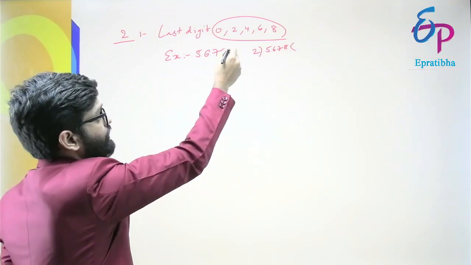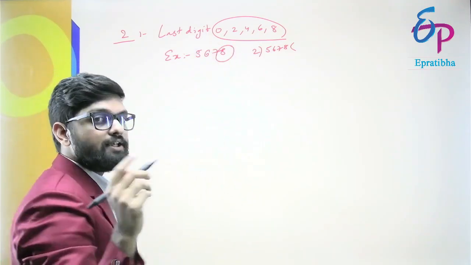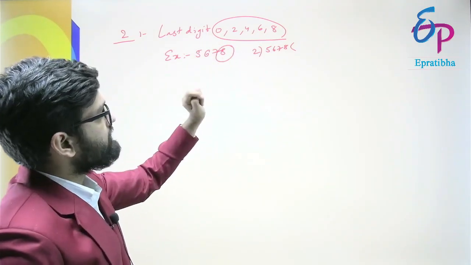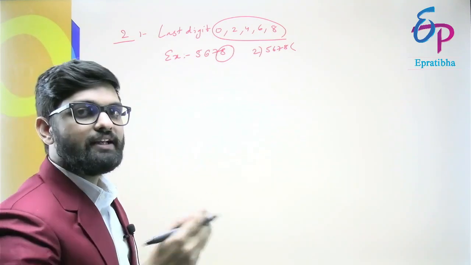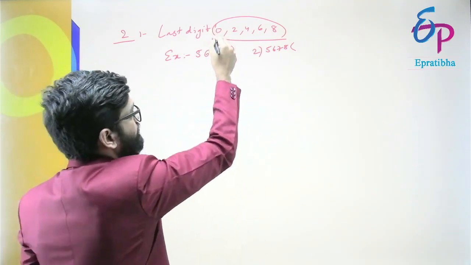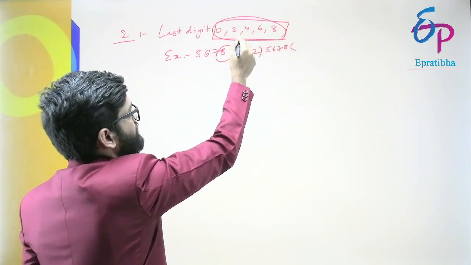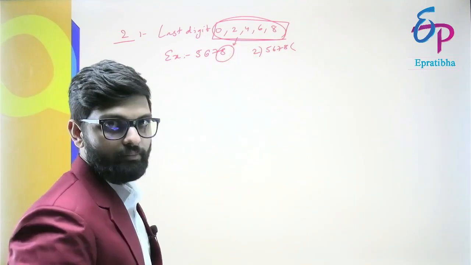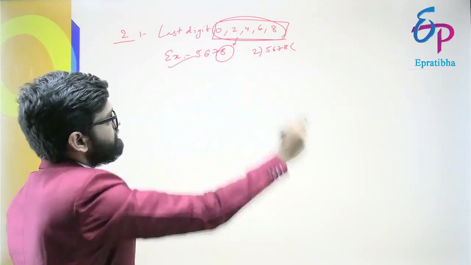But what is the direct shortcut here? If you check the last number, what is the number here? It is nothing but 8, right? I have given you 5 numbers. If one of the numbers falls as the last digit of the number, then definitely this number is divisible by 2.